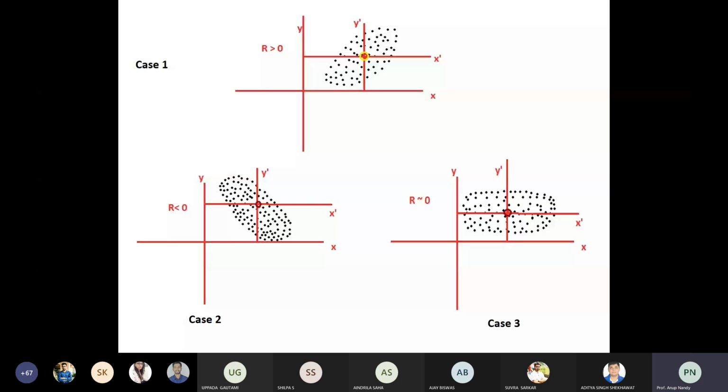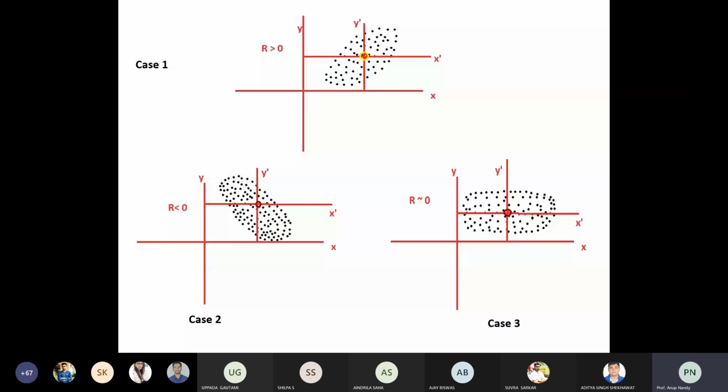So this point, which is encircled by the yellow, is just the mean of these values. Now I am just going to change the axis. In your earlier axis, this mean was (0, 0). Now, from the (0, 0) mean, I'm just going to change the origin.